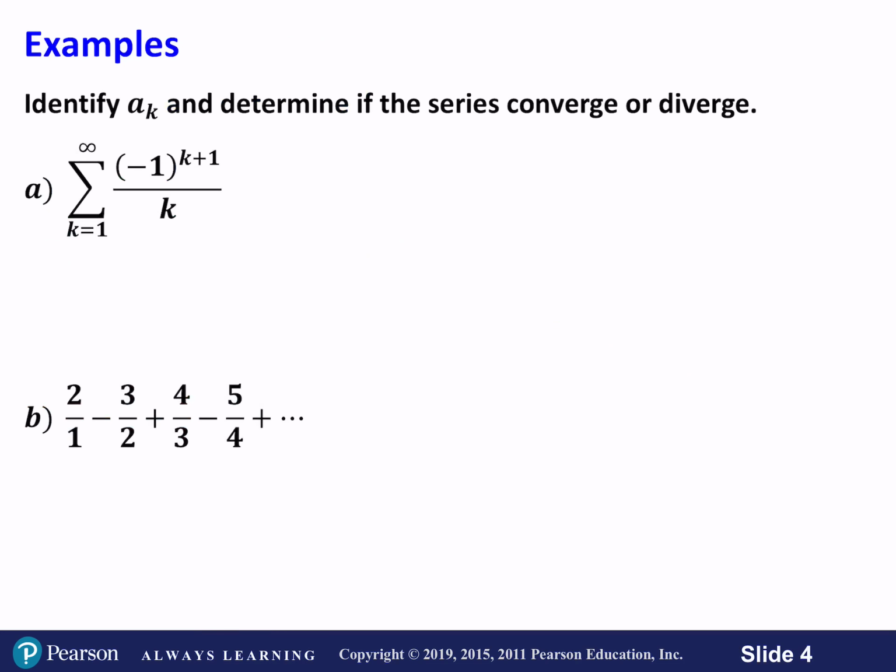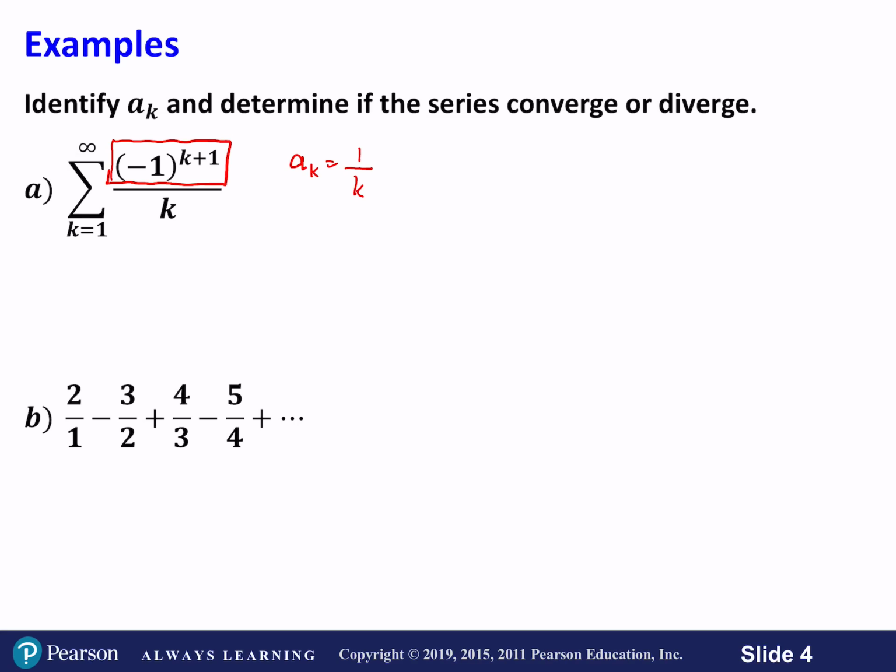All right, so now we're going to do some examples. We're going to identify a_k and determine if the series converge or diverge. So in this first example, this is the alternating harmonic series. The idea is that a_k is everything except for this (-1)^(k+1) term. So in this case, a_k would just be 1 over k, right?